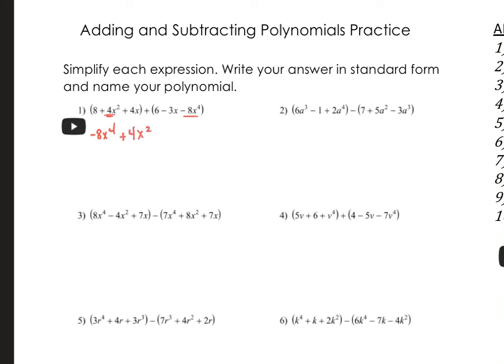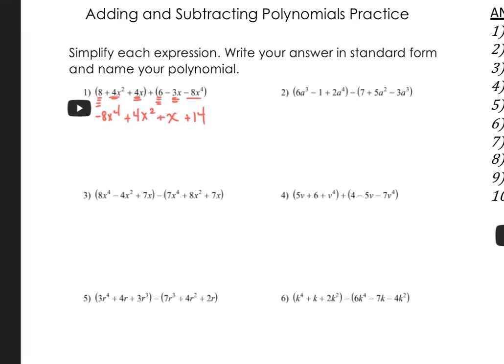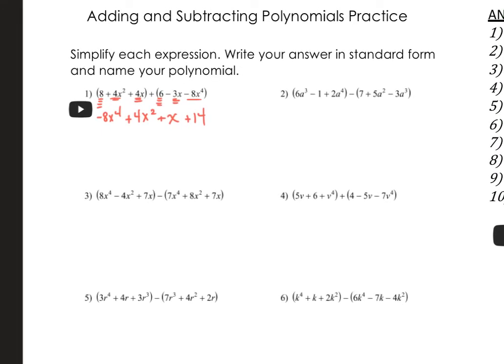The next one is the x terms. So we have 4x and negative 3x, so that's going to be plus 1x, or just x. And then lastly, we have our constant terms. So 6 and 8, which makes positive 14. So if you do it this way, your polynomial is already going to be written in standard form. You don't have to worry about rewriting it.